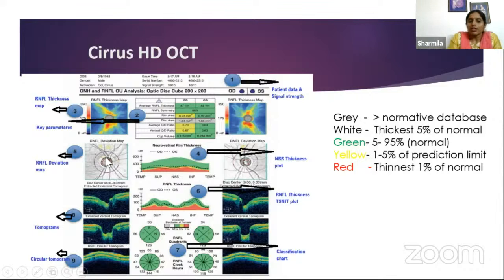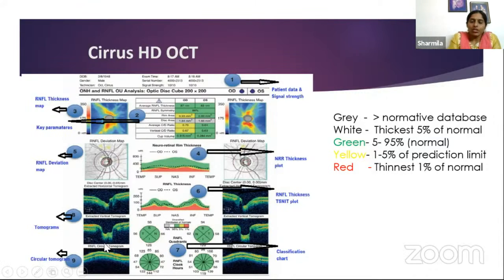measurement circle. The NRR, which is the distance between the cup margin and the disc margin, is displayed here. You have it for the right eye and the left eye as a straight line and a dotted line. It predominantly falls in the green shade. I'll come to the colors a little later. And then you have the RNFL thickness, which is from the calculation circle around the disc margin, again for the right eye and the left eye. And below that, you have the quadrant-wise and the clockwise sector-wise distribution of the RNFL thickness.